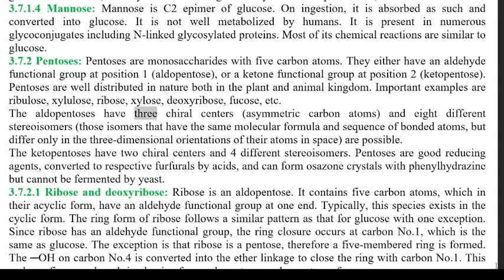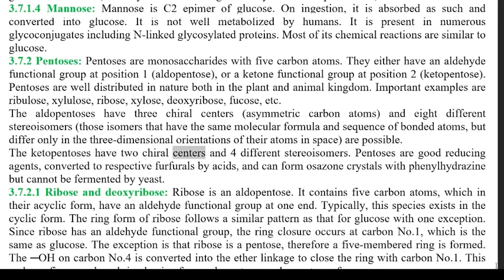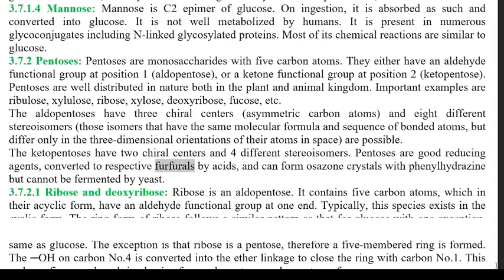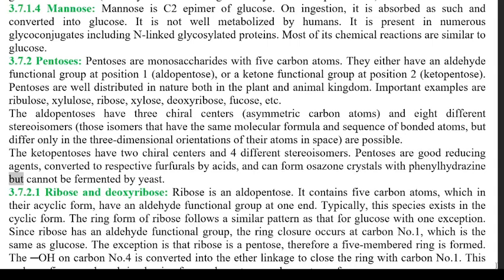The aldopentoses have 3 chiral centers, asymmetric carbon atoms, and 8 different stereoisomers are possible, those isomers that have the same molecular formula and sequence of bonded atoms, but differ only in the 3-dimensional orientations of their atoms in space. The ketopentoses have 2 chiral centers and 4 different stereoisomers. Pentoses are good reducing agents, converted to respective furfurals by acids, and can form osazone crystals with phenylhydrazine but cannot be fermented by yeast.